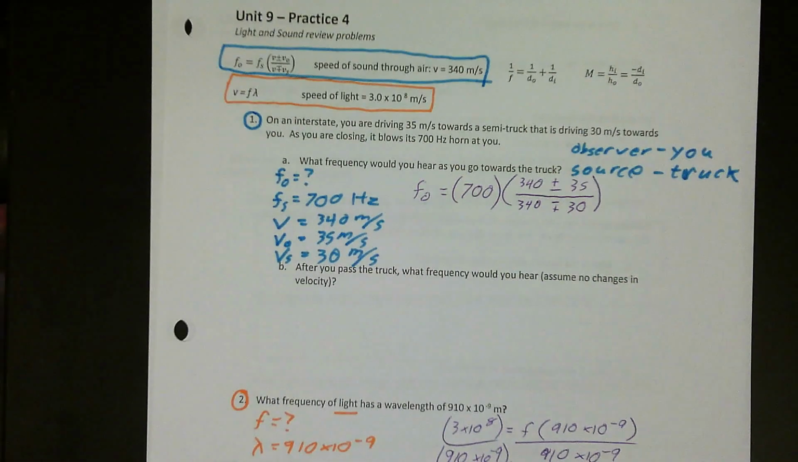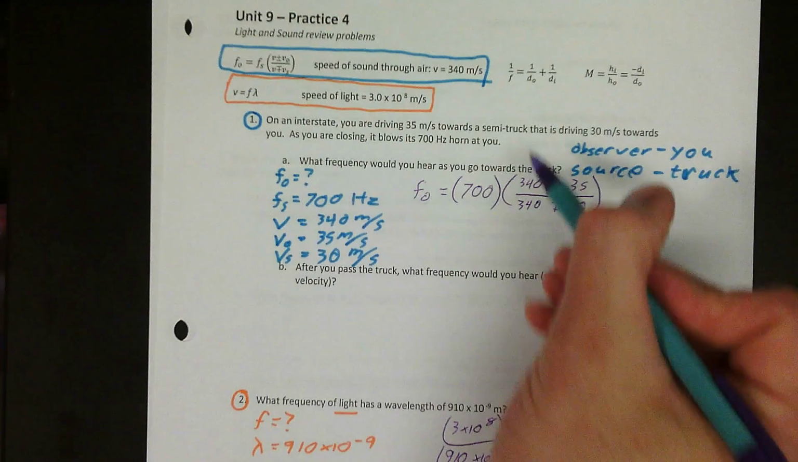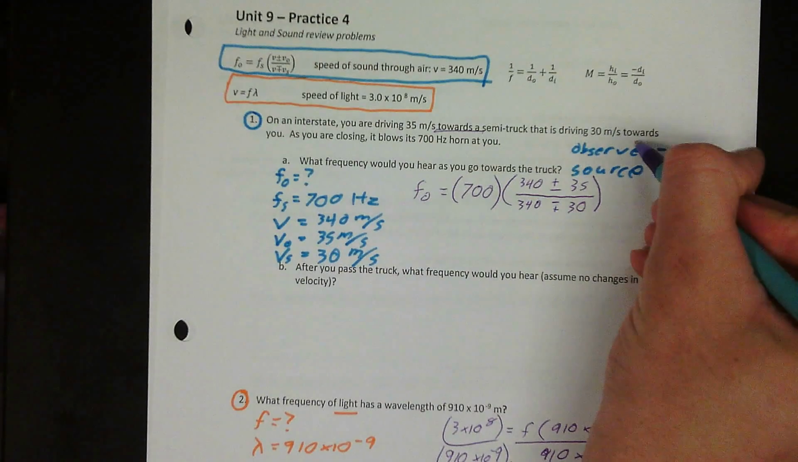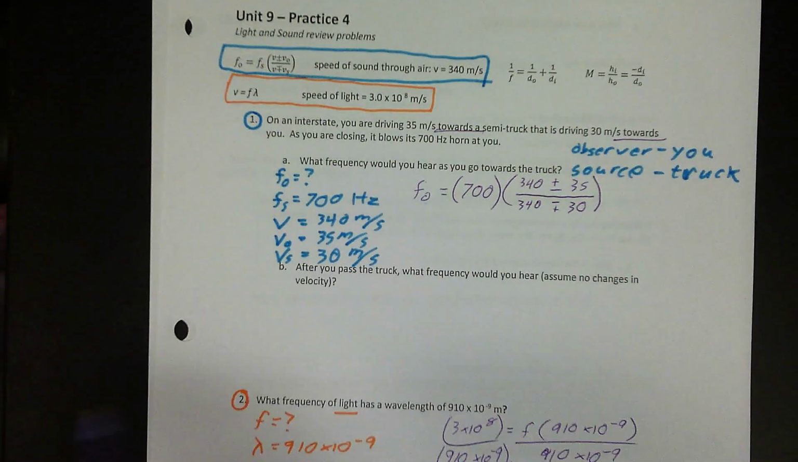So there's my setup. The last thing I need to do is figure out what signs to use. Don't think about it as do I use positive or negative, because it's not signs. Don't think of it as am I adding or subtracting. Think about it, is it the top or is it the bottom? Top is towards, bottom is away. So it says that you two are both going towards. You're driving towards the semi-truck, he's driving towards you. They're both towards.